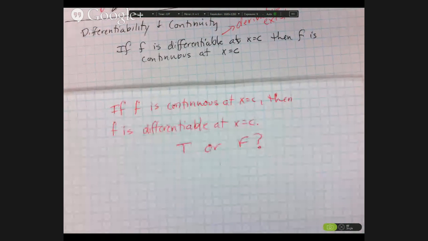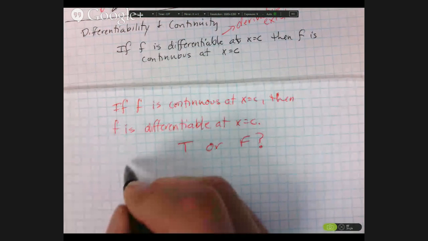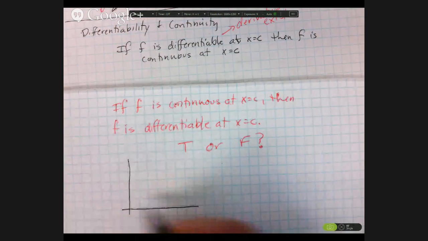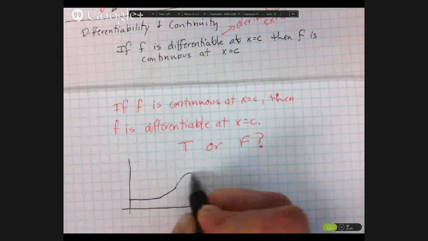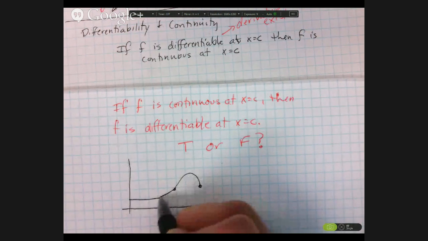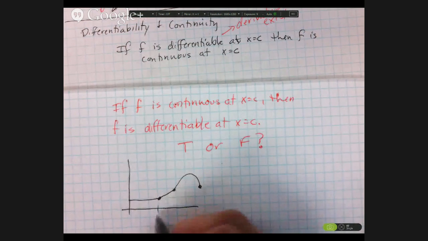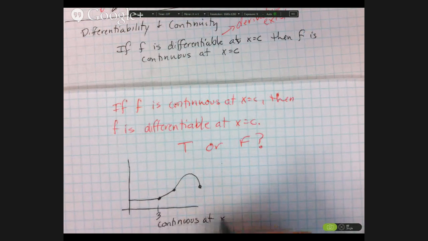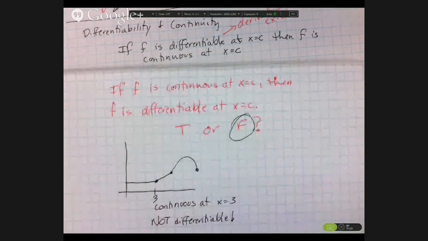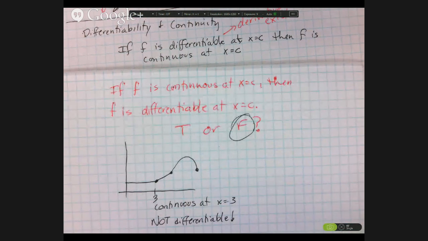Yeah, the derivative doesn't exist there. Beautiful. You had a question on your homework that looked like this. Is it continuous? At what point? But 3 is not differentiable. Perfect. Okay, so you can't go backwards on that statement.